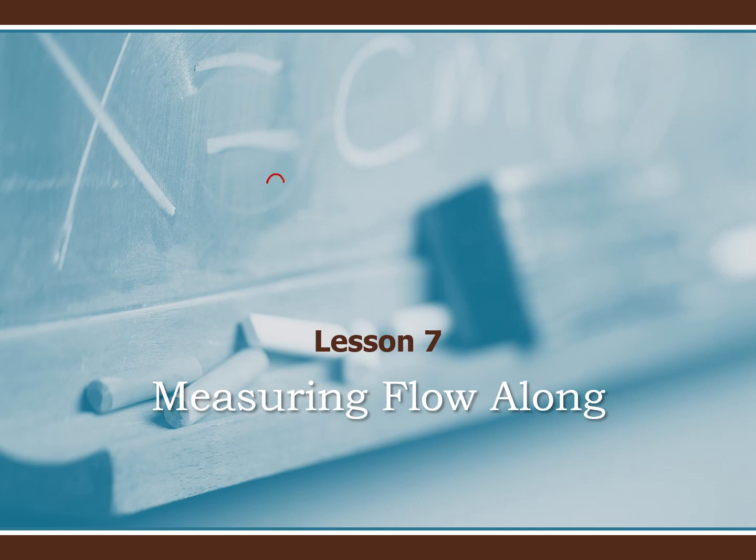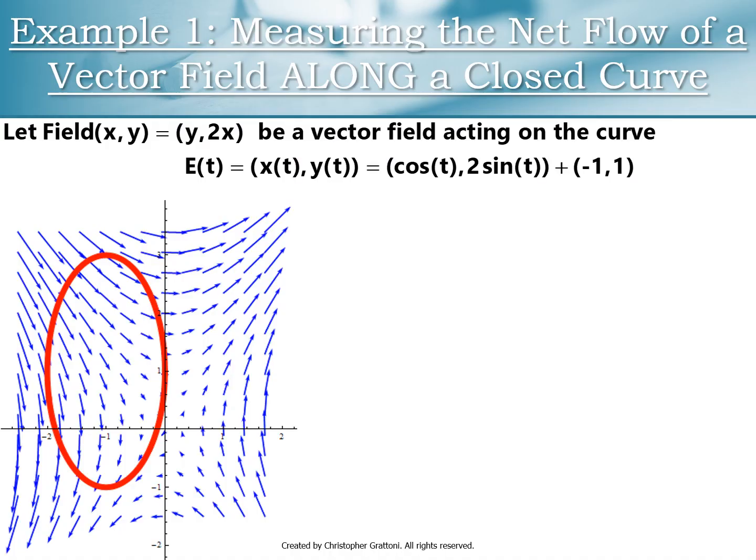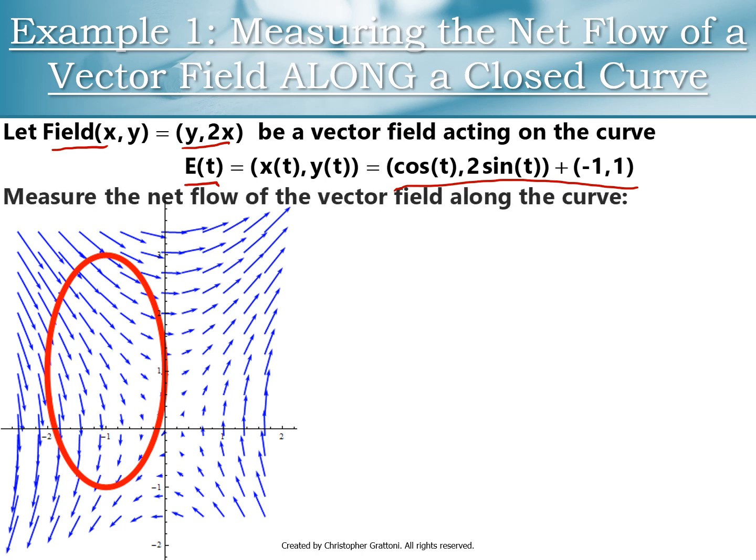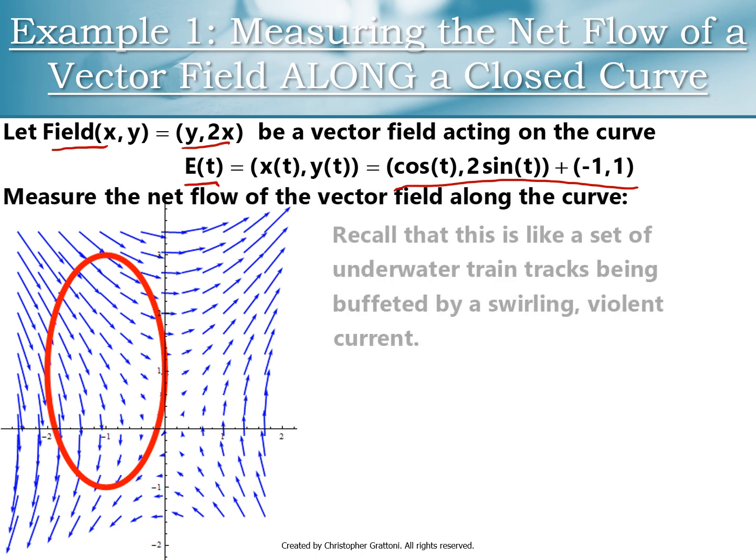In this video, I'm going to talk about using integrals to measure flow along curves. Now in this first example, I'm going to take a vector field y comma 2x, and I'm going to have it act on a curve e of t, which is really just an ellipse centered at the point -1, comma 1. Our job here is to measure the net flow of the vector field along this curve.